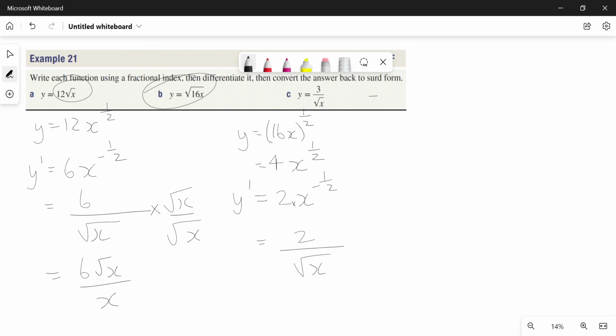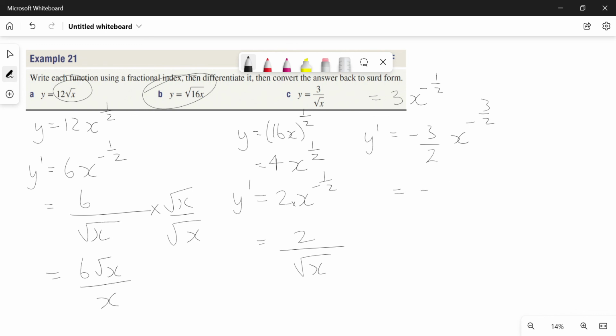If I look at this one, we've got 3 in index form. I know square root is to the power of a half, and it's at the bottom, so I'm going to have minus a half there. So when I do y dash, negative a half comes to the front, so I get negative 3 on 2 times x to that. Now if I subtract 1, or 2 on 2, from that, I get negative 3 on 2.